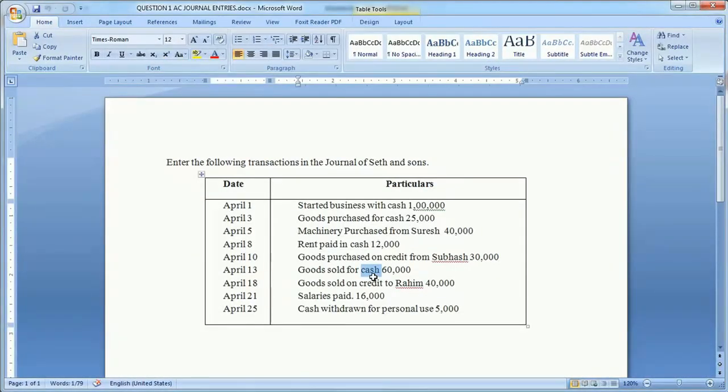Next, goods sold on credit to Rahim for 40,000. Again, these are the sales, but instead of selling on cash, we have sold on credit to Mr. Rahim. Here, Mr. Rahim is a personal account, and the rule of personal account is debit the receiver, credit the giver. Mr. Rahim is receiving the goods of rupees 40,000 which we are selling. Goods are moving out of our business, so goods account will be credited. The entry will go as follows. First of all, there will be a date, that is 18th April.